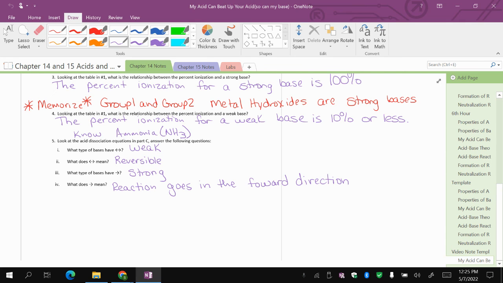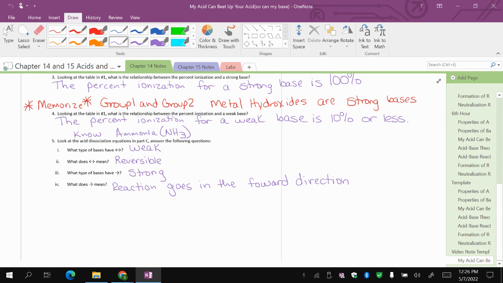So in this, my acid can beat up your acid, and so can my base. We've classified acids, we've classified bases. You should be able to write dissociation equations. You should know the difference between a strong acid and a strong base. You should be able to draw a model of a strong acid or strong base, or a weak acid or a weak base. If I gave you a model of an acid, you should be able to tell me if it's strong or weak. Those are the things you should know from this activity.